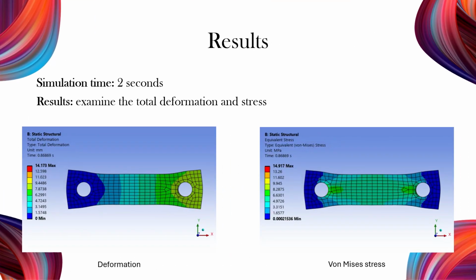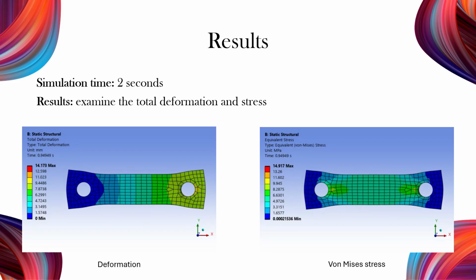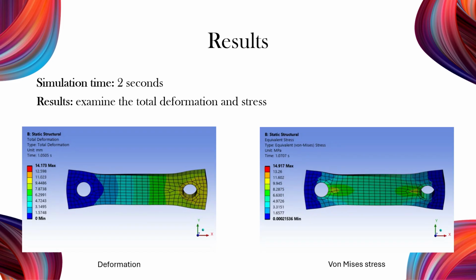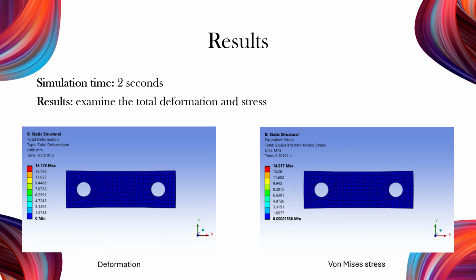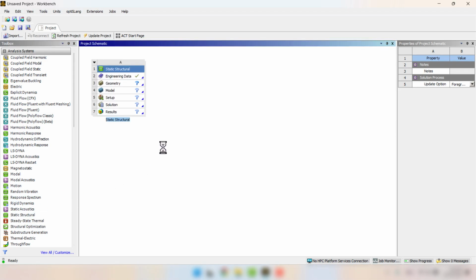After the solution is complete, I will examine the total deformation and stress distribution on the sample. A simple explanation will be enough. Let's get started with the modeling. To stretch the hyperelastic sample, I need to use a static structural analysis system. First, I double-click on Static Structural in Ansys Workbench.